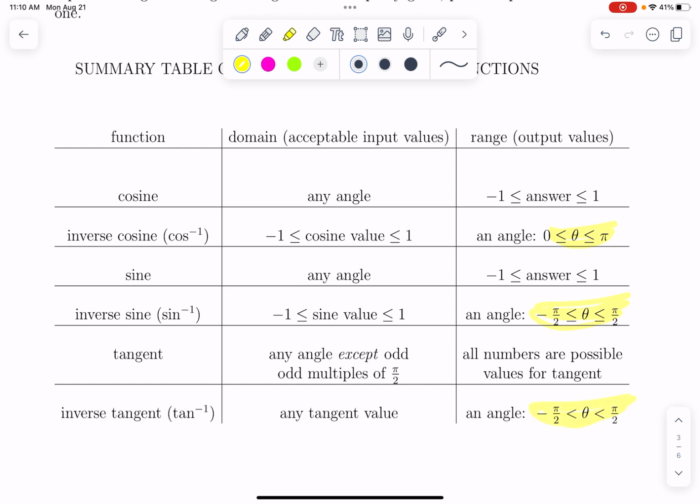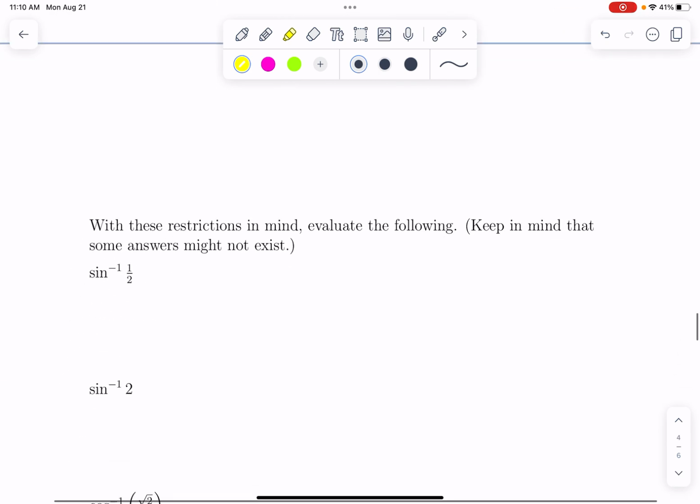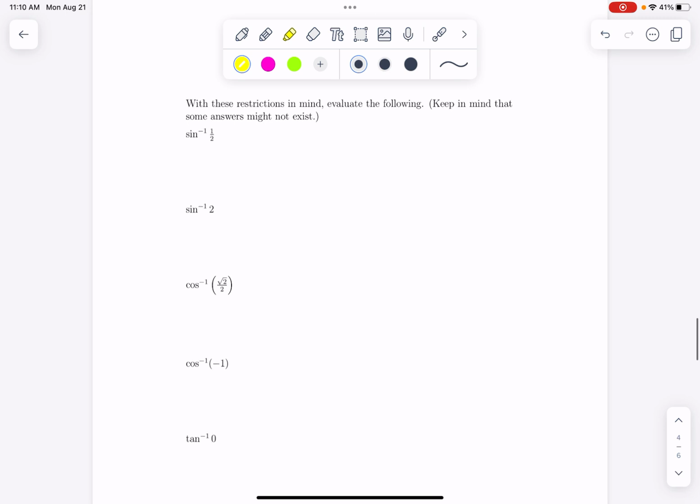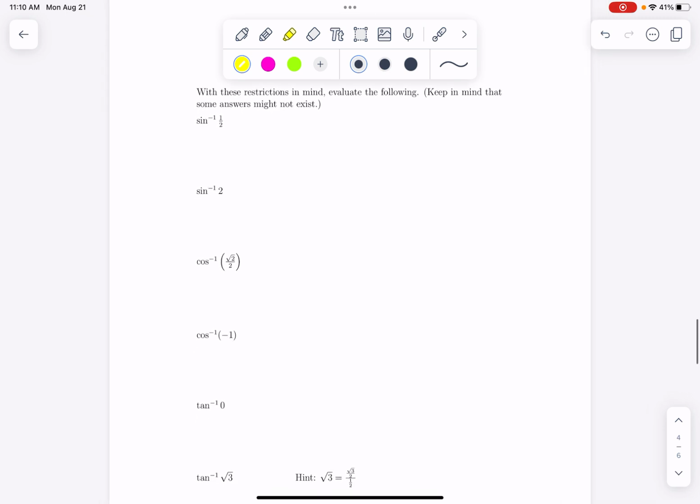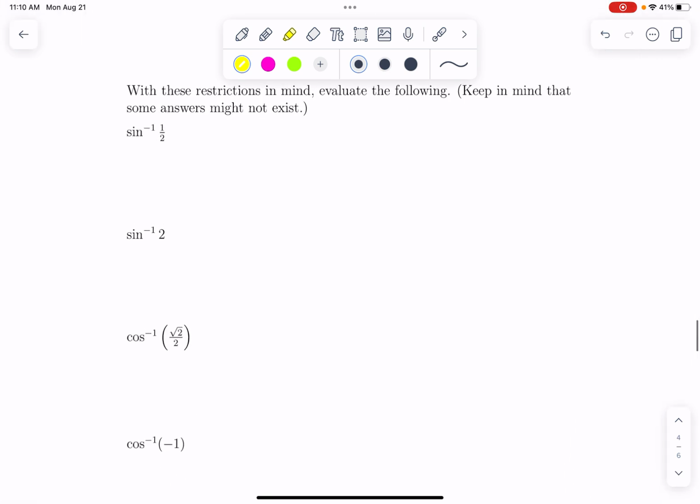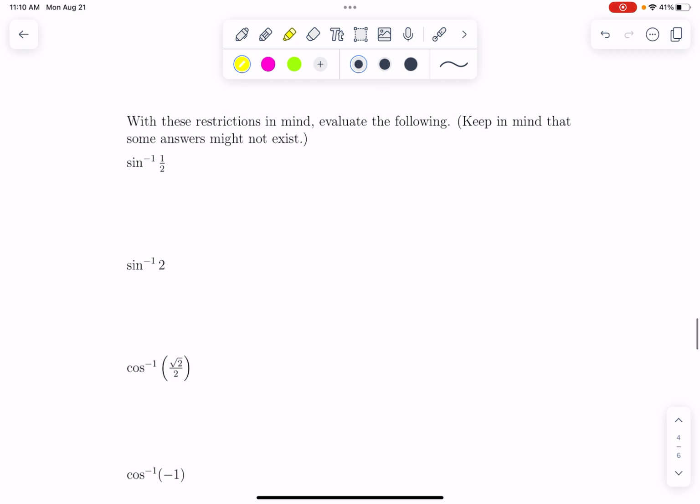As I mentioned before, your rule of thumb is pick something as close as possible to 0, and if there's a tie between a positive and negative, make it positive. So with that in mind, try these on this page. Right? Hit pause and literally give them a shot. I hope you have done that.